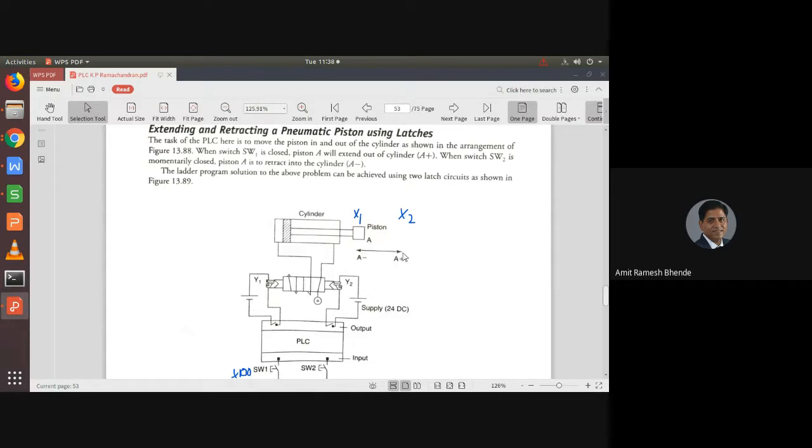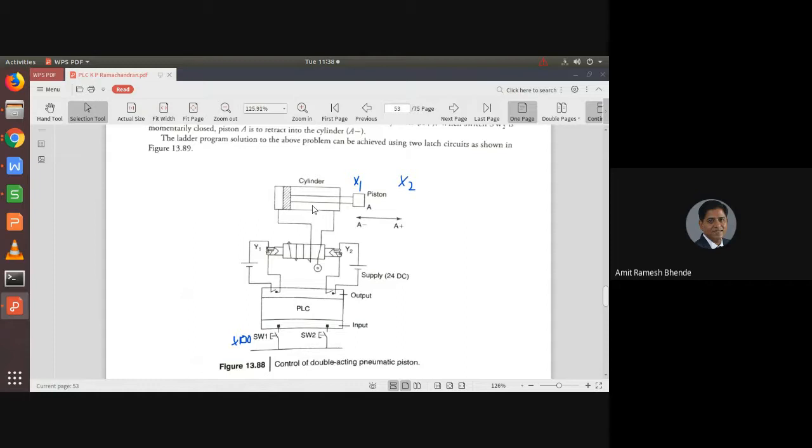A plus means extension of the piston. A minus means retraction of the piston. This pneumatic piston is connected to a solenoid valve. This rectangle is called a direction control valve, and the position of the direction control valve is actuated by the solenoids.